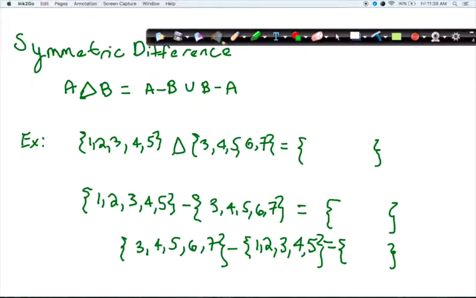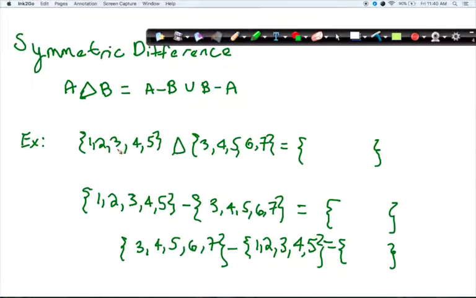Finally, I'd like to talk about the symmetric difference. So now that we have set differences, we can talk about the symmetric difference. You also would have had to have watched the video about unions in order to understand what I'm about to do here. Okay, so the symmetric difference is a special operation on sets. A symmetric difference B is the set difference of A and B in union with the set difference of B and A.